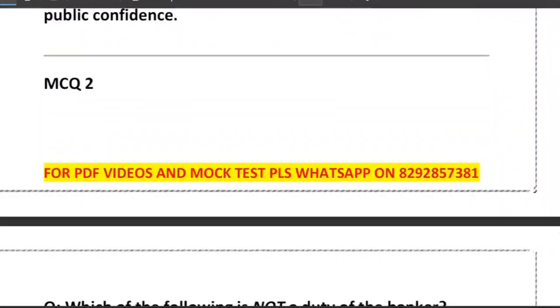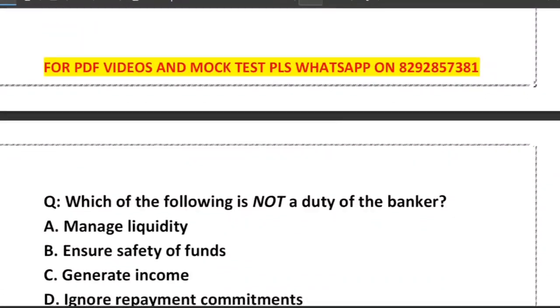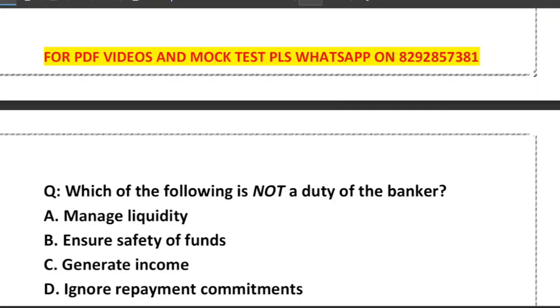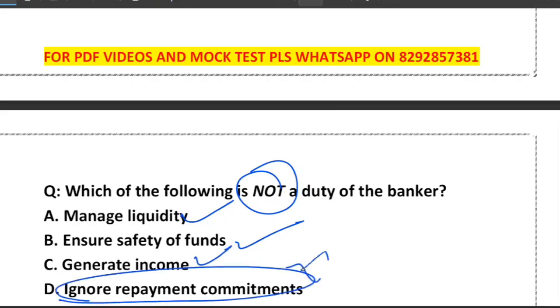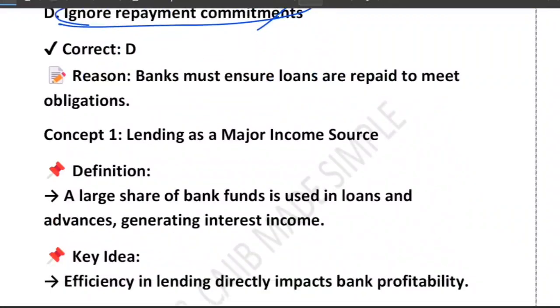Now what about question number 2? It says, which of the following is not a duty of the banker? Tell me. To manage liquidity, to ensure safety of fund, generate income, ignore repayment commitment. Manage liquidity, this is a duty. Ensuring safety, duty. Generating income, duty. But ignoring repayment commitment, this is not a duty. Actually, they must not ignore it, right? They have to take it into consideration.